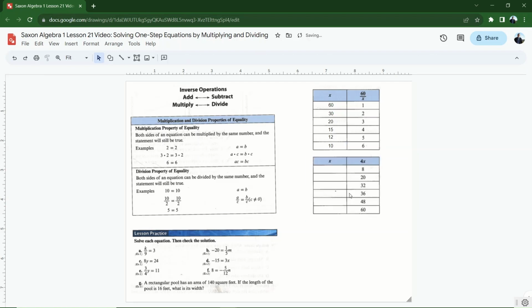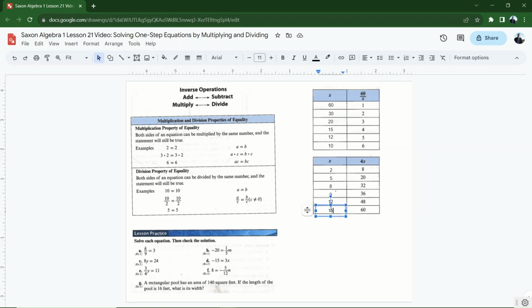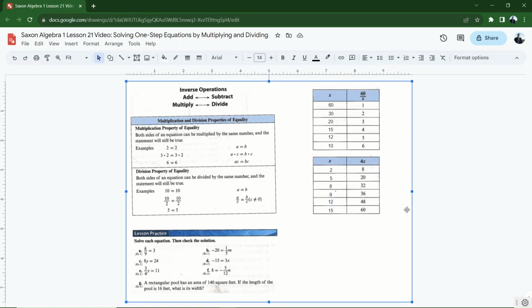The same is true, though, for multiplication. So instead of actually doing this multiplication, maybe what your brain is doing is asking, what do I have to divide 8 by to get back to 4? 8 divided by 2. What do I have to divide 20 by to get back to 4? 20 divided by 5. 32 divided by 8. 36 divided by 9, and so forth.